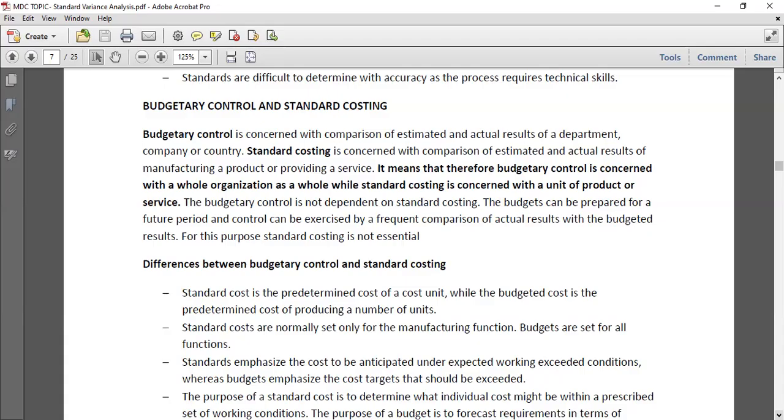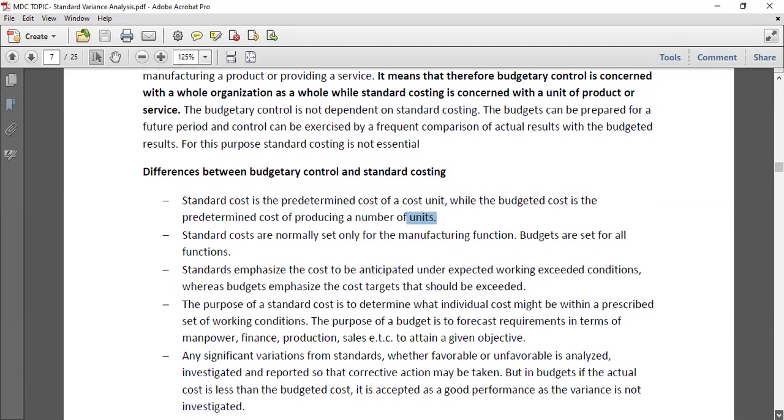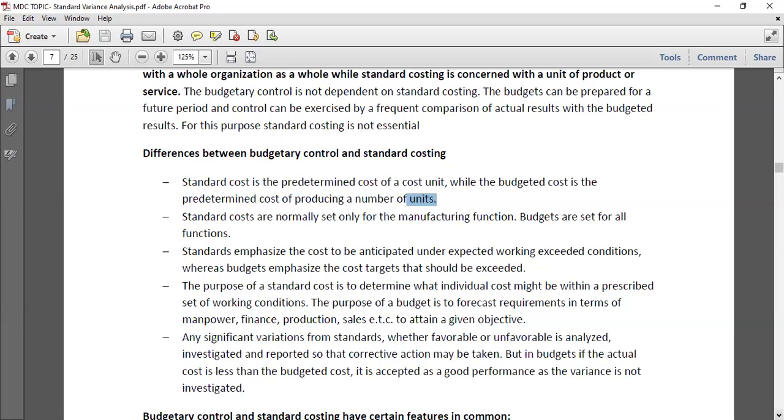So just a breakdown here of some of the differences. As you can see, the first one is more about the unit, and then the other one, budgeting, is for all the units, okay? I think standard costs are mostly set for the manufacturing function. Budgets are set for all functions. HR will have a budget, marketing will have a budget and so on. Okay, so yeah, standards emphasize the cost to be anticipated under expected working conditions, whereas budgets emphasize cost targets that should be met, and so on.